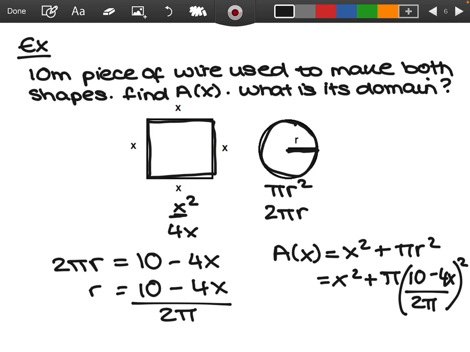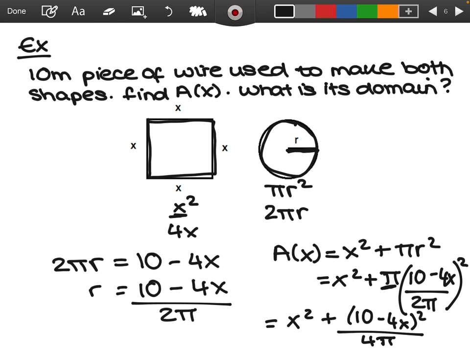You can, if you want to, simplify this. That is totally fine. If you square a fraction, you square the top, square the bottom. You would actually end up with one pi on the denominator cancelling out with the pi that is here, and your solution would then be x squared plus 10 minus 4x squared over 4 times pi. If you did want to simplify it, that is totally up to you.